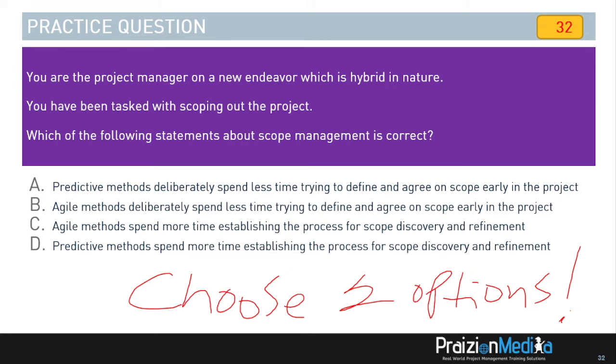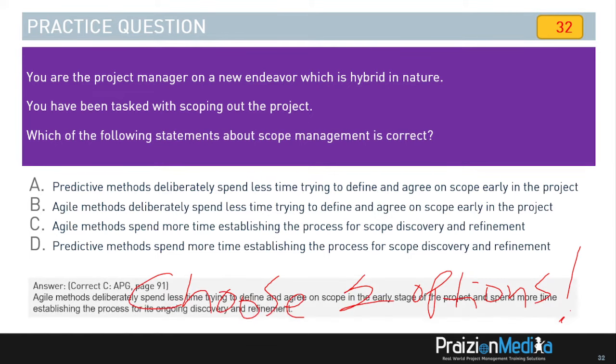So this is a direct cutout of the Agile practice guide, and it reads, I'll show you on the screen now, page 91. Agile methods deliberately spend less time trying to define and agree on scope in the early stage of the project and spend more time establishing the process for its ongoing discovery and refinement. So with that, the best answers are going to be B and C. Those are the two I'm looking for. Okay? Let's move on to the next question.